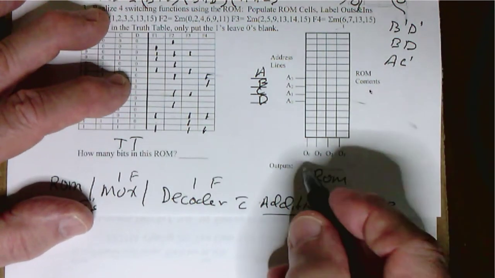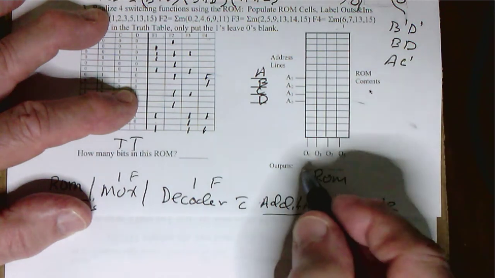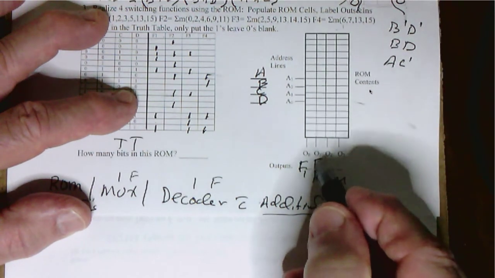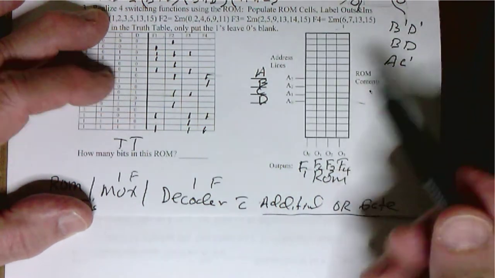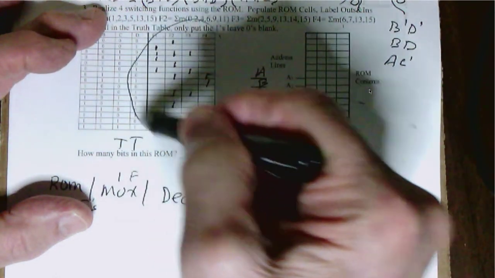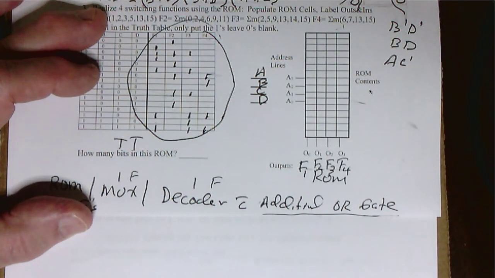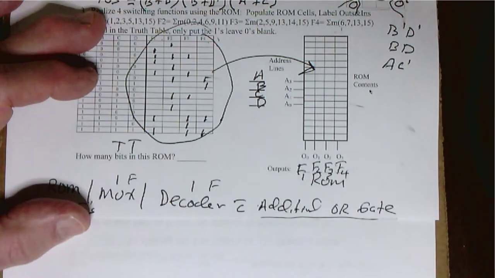And our outputs, we would just assign them just like we did up here. We'd make O0, F1, and O1, F2, F3, and F4. Now when we've done this, the inside of our ROM can just match our truth table. So now all we have to do is just map this straight into there.